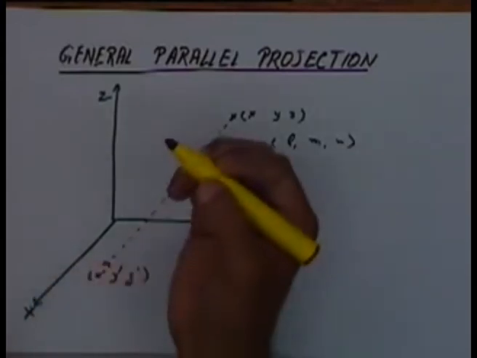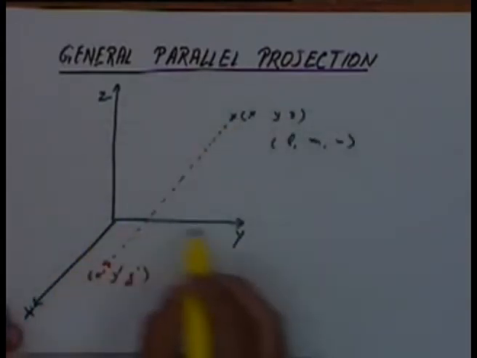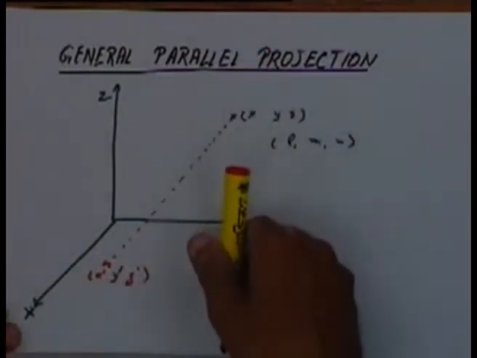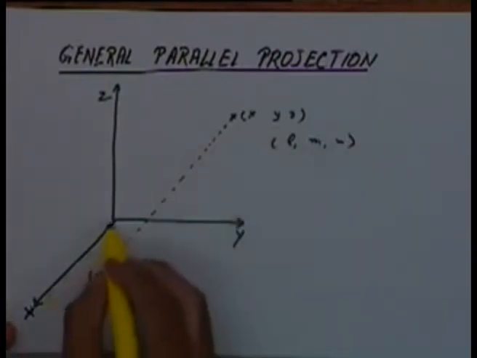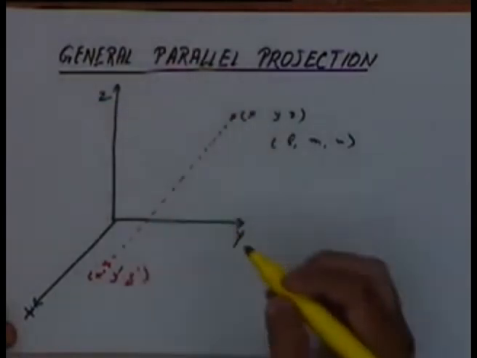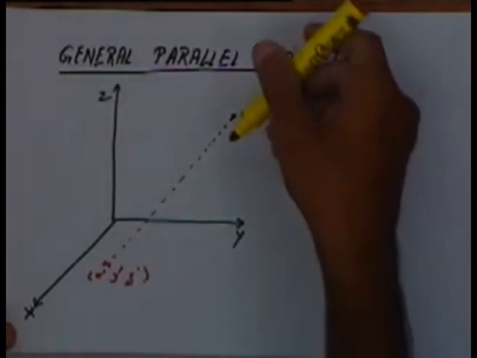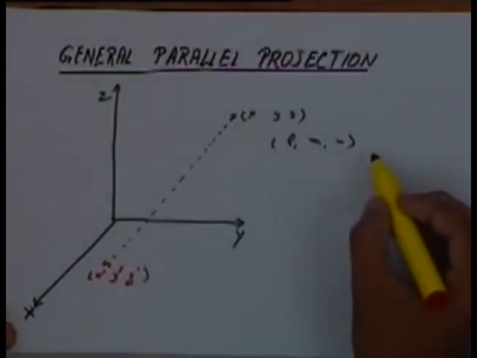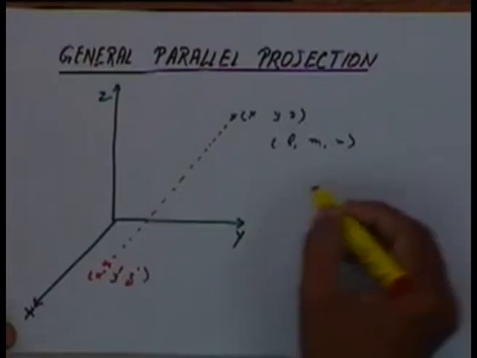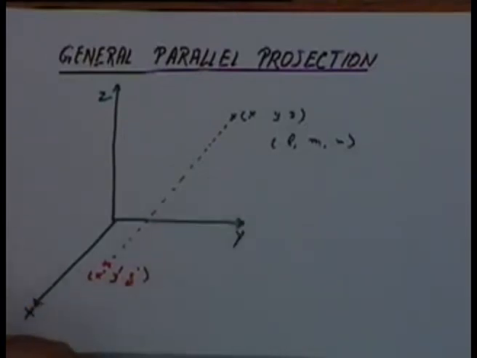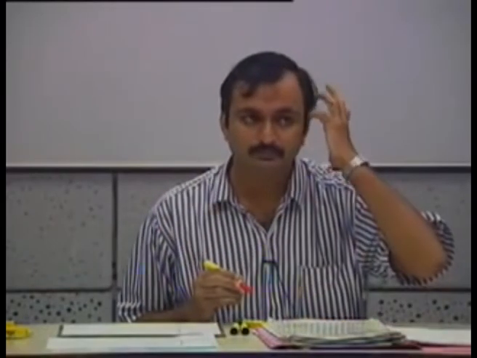Okay. In the earlier case, our projecting plane was perpendicular to the projecting lines. So when I was projecting onto the xy plane, I was simply putting the z coordinate equal to 0. But now I want to project in the direction of L, M, N. It can be an oblique direction. How will we get the coordinates of x prime, y prime, z prime? Any ideas on that?